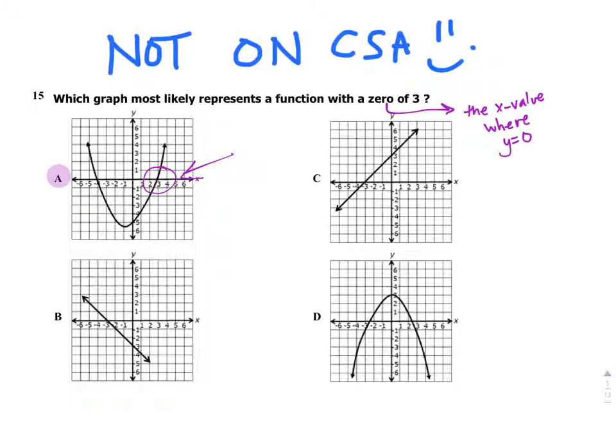Okay, anyway. A zero of a function is the x value where y equals 0. So when you're looking for a 0 of a function, you're going to look on the x-axis, and you're going to look for the x-intercept, because that's where y equals 0. And this is the only one out of the 4 that has an x-intercept of 3.